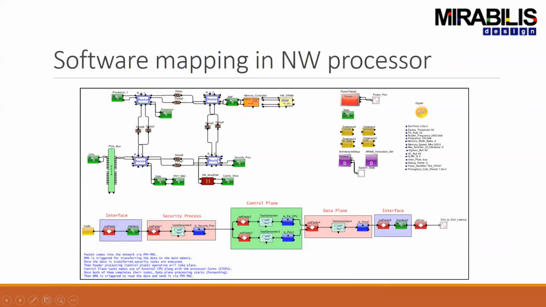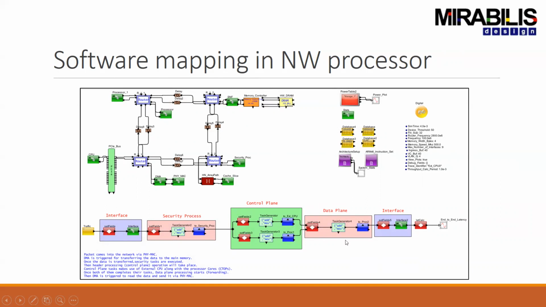One of the last demo models that we would like to discuss is the software mapping in a network processor. Here we can see we have a network on chip system, and then we have multiple processors: processor 1, processor 2, a security processor, a DMA, and an external CPU. This is the hardware system, and this is the software mapping that is defined at the bottom.